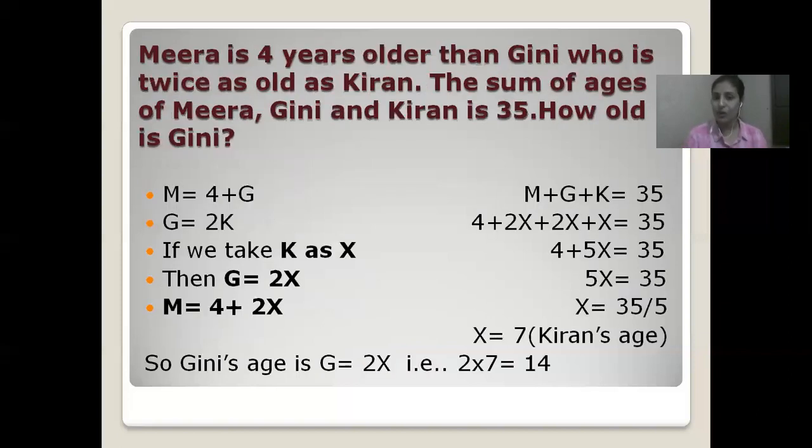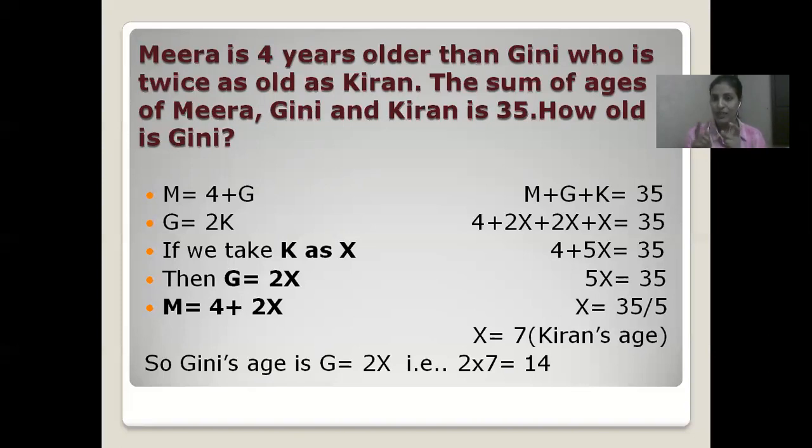Meera is 4 years older than Ginny, who is twice as old as Kiran. The sum of ages of Meera, Ginny and Kiran is 35. How old is Ginny? So let's have a short form for all these names. Meera is M, Ginny is G, and Kiran is K. So we are again segregating the question into different parts. Meera is 4 years older than Ginny. That is M equal to, she is 4 years older than Ginny, that is, you have to add 4 to Ginny's age.